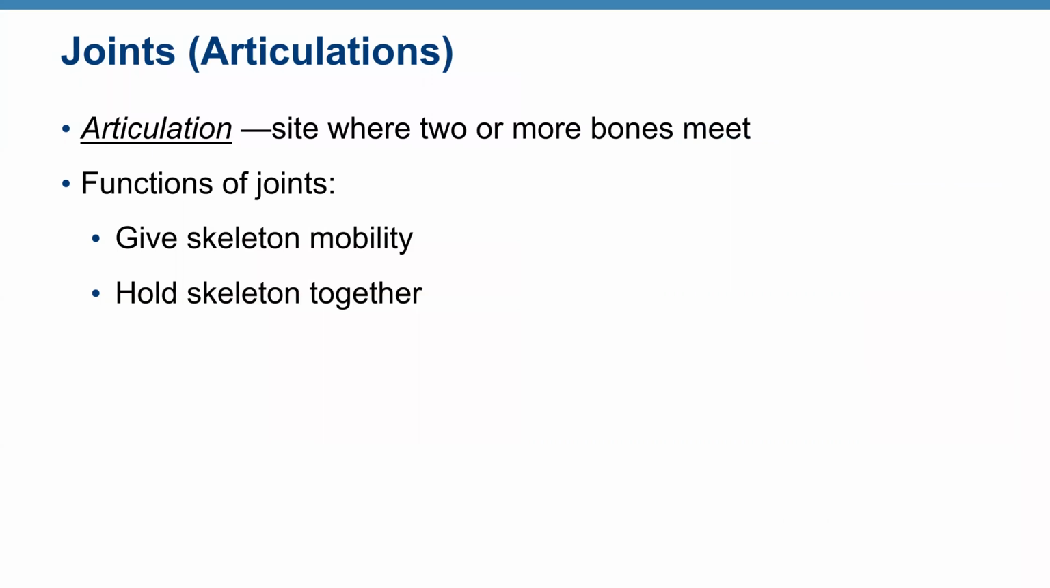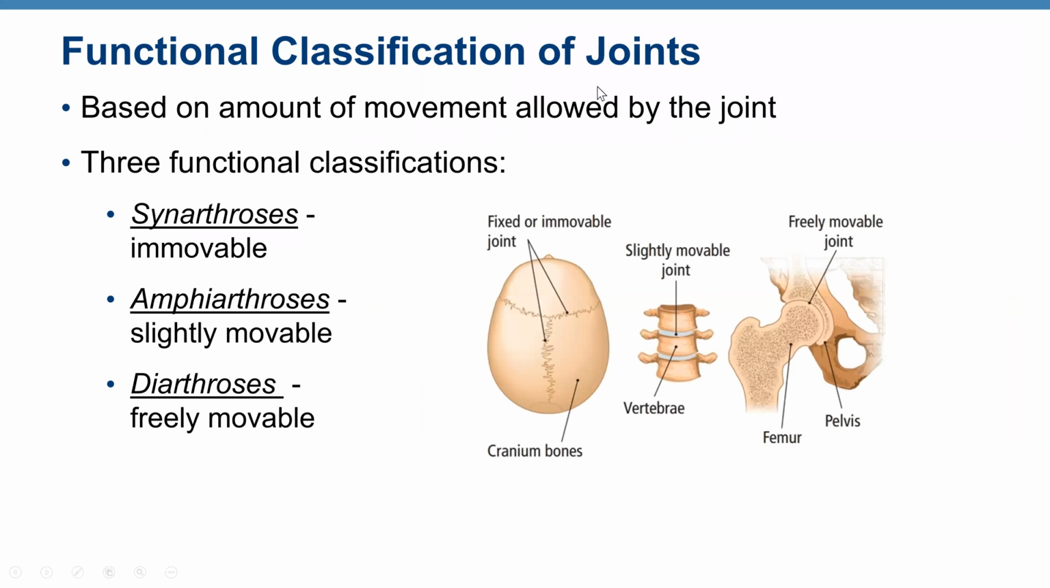Now, what is articulation? Articulation is a site where two or more bones meet. So articulation pretty much means joints. And the functions of articulations or joints include giving the skeleton mobility and holding the skeleton together. Now, if you want to classify joints, we can use functional and structural classification.